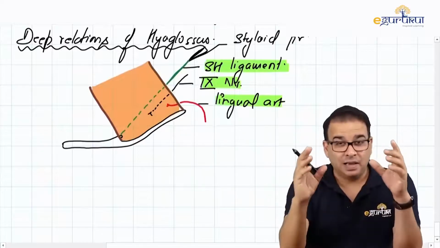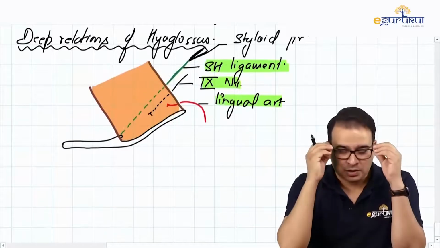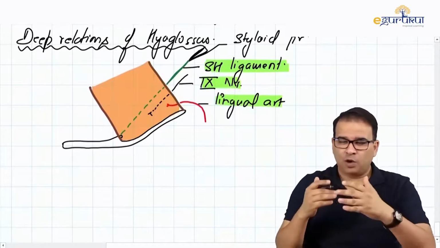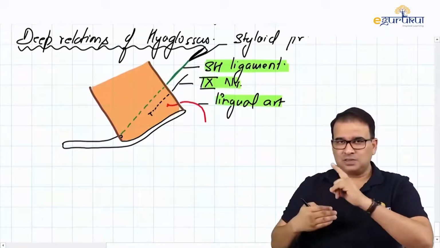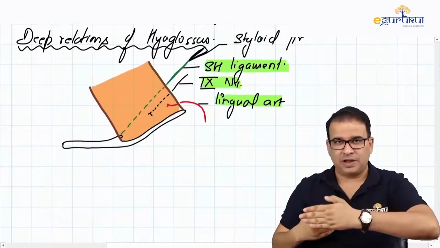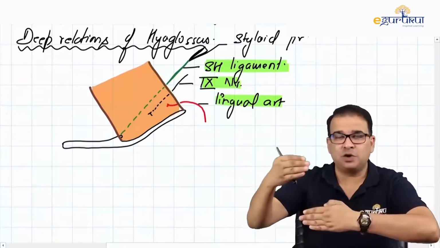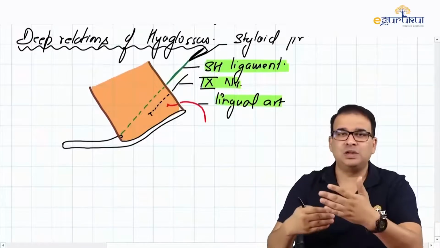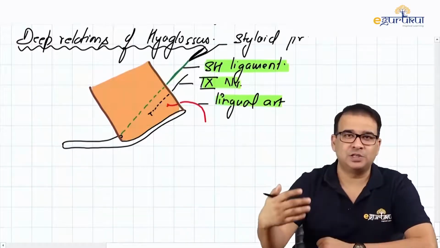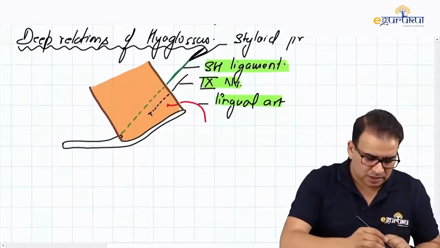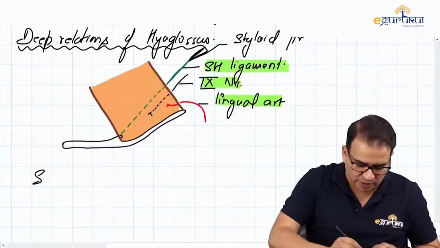So stylohyoid ligament, glossopharyngeal nerve and lingual artery are the deep relations. So till now what we got? We got the deep relations of hyoglossus. We got superficial relations of hyoglossus. Superficial relations of hyoglossus are deep relations of mylohyoid. So the only thing left is superficial relations of mylohyoid. Again, we don't have to draw it, we can simply write them. Superficial relations of mylohyoid.